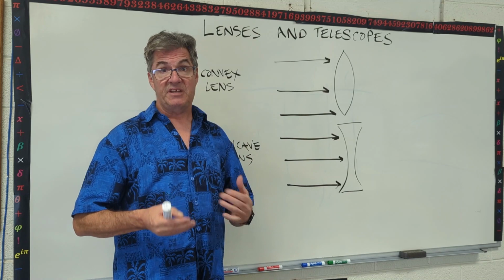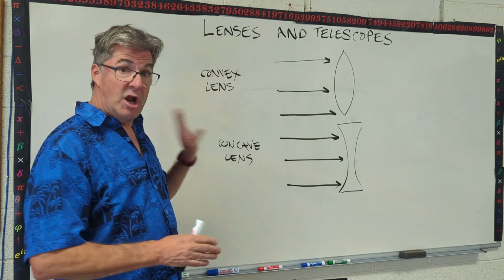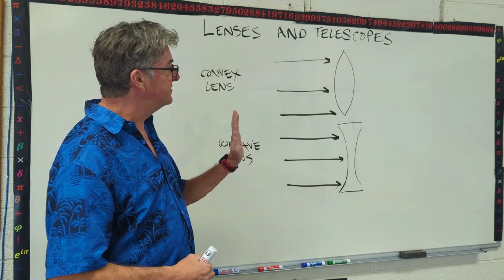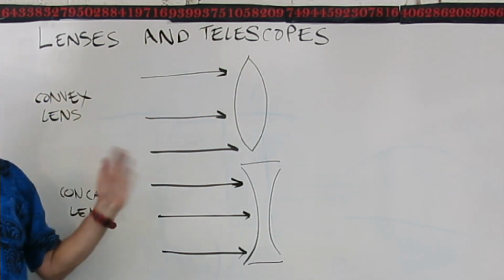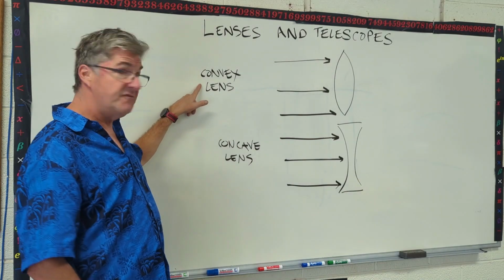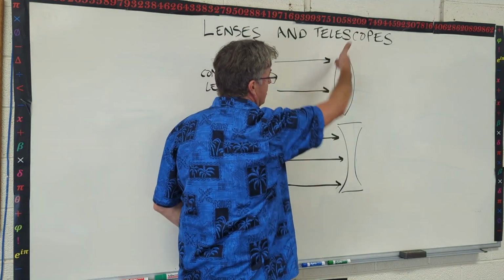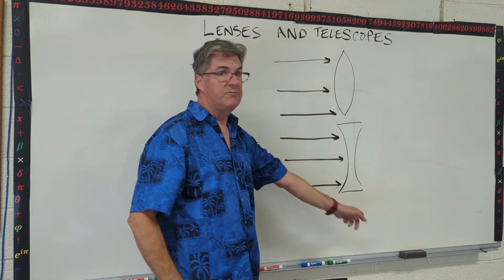Today's lesson is on optics, lenses, and telescopes. So let's get started. I've drawn two types of lenses, and we're looking at the cross-section of the lens. So the lens is circular, coming out of and going into the board. This is the cross-section of the lens. We have convex lenses and concave lenses. And a convex lens curves outward like that, and a concave lens curves inward.